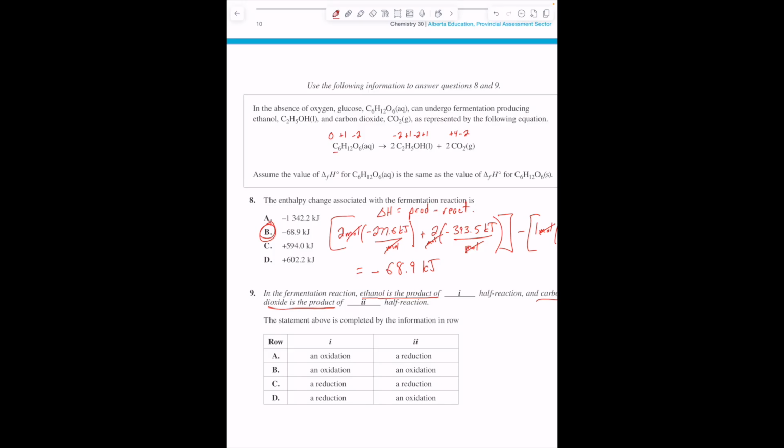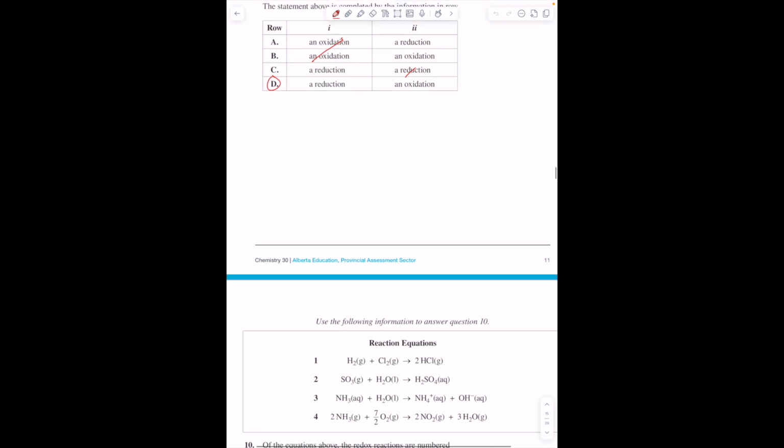Well, let's look at carbon here. Carbon goes from a 0 to a -2. If the number goes down, we've gained electrons, which is reduction. So ethanol is reduced. So C or D. And then this one goes from a 0 to a +4. If the number goes up, we lost electrons, which is oxidation. So CO2 was oxidized. Answer is D. Okay, perfect. Okay, what's next?